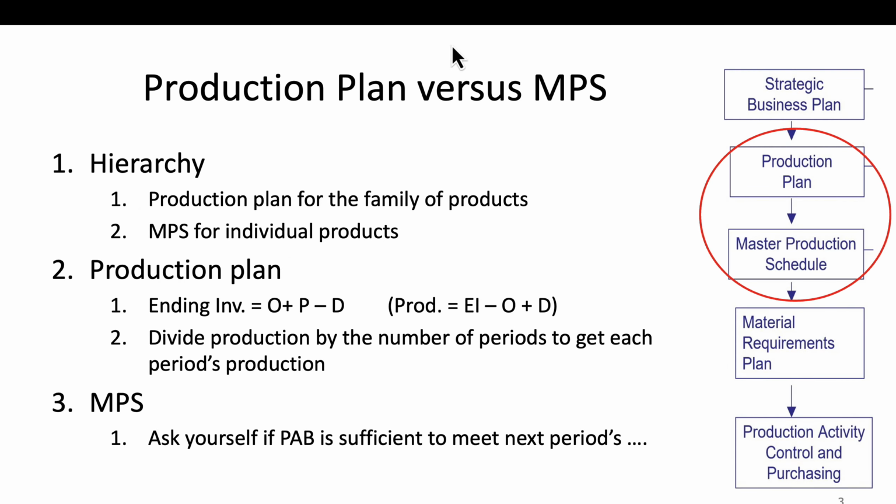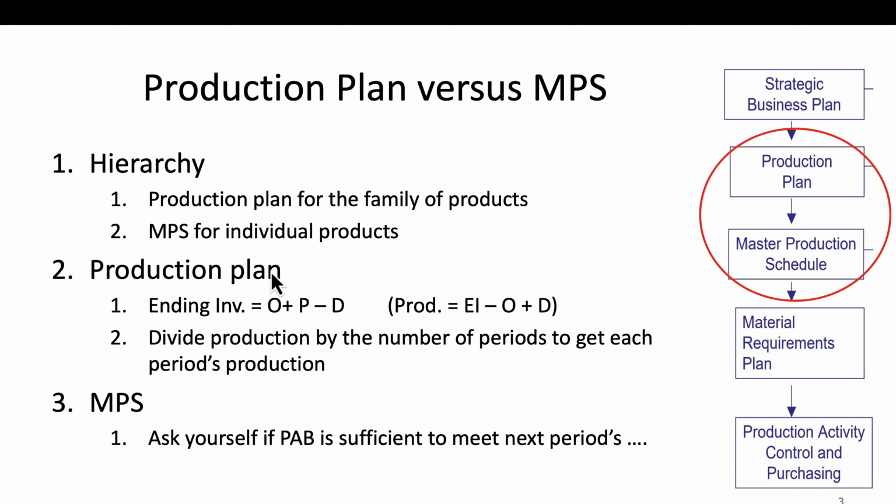Here are some of the concepts that we have already discussed in previous lectures. The first one was hierarchy, which means we discussed that materials management handling starts with strategic business plan and then production plan, and production plan is converted into master production schedule and then material requirement planning. Today we'll be focusing on this part, how to convert production plan into master production schedule.